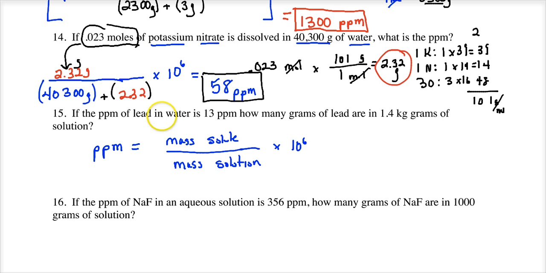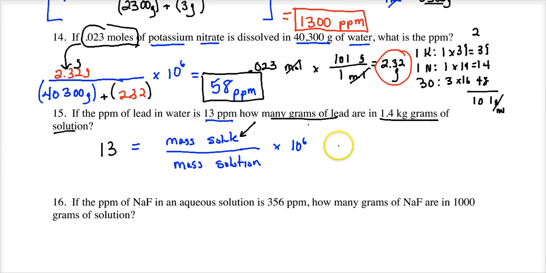Now, the part per million of lead is 13. In this case they're giving me the parts per million, and I have the total mass of solution. How do I know that? 1.4 kilograms of solution. What's the mass of the lead? How many grams of lead? So they're looking for how much of the lead, or the solute. So that's my unknown, and the ppm is 13. I'm just putting in what they give me.